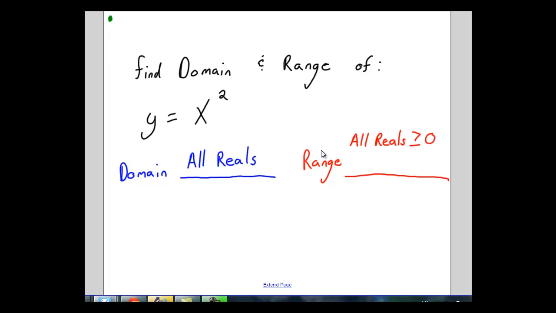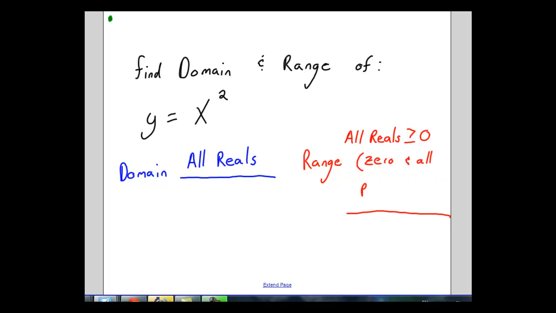So the way we're going to write this is all reals greater than or equal to 0. There's no x that I could put in here that would give me a negative y. If I put in a negative 4, well, negative 4 squared gives me a positive 16. So I always get positives. So you can think of this as 0 and all positive numbers are my range. That's the possible outputs. It's not possible to get negative 2 no matter what I put in for x.